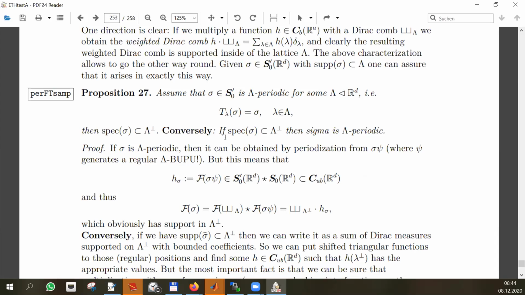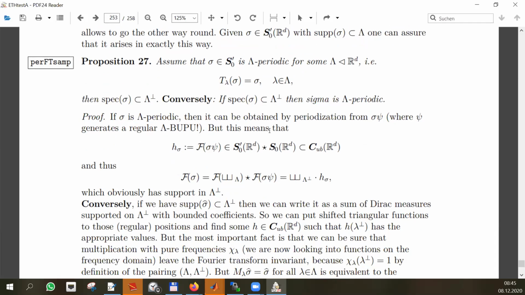Then you find out that the sigma must come from a periodic thing. So in a nutshell, the statement of the proposition is: periodicity on the time side, in this world of mild distributions, is the same thing as discreteness of the spectrum. Okay, so the proof.